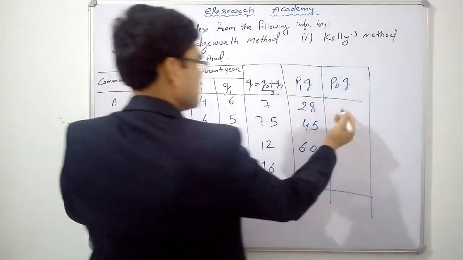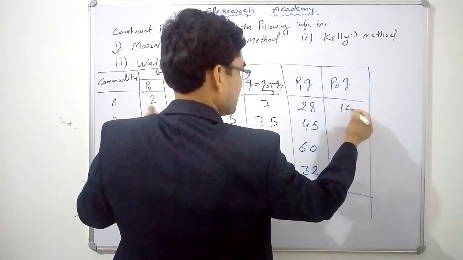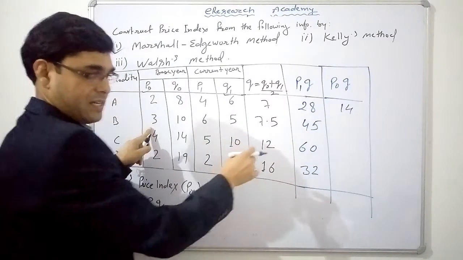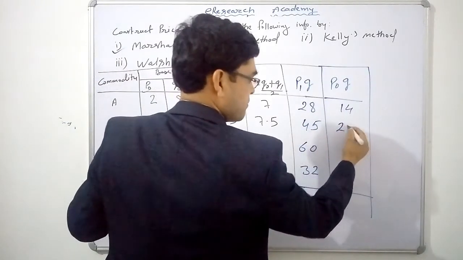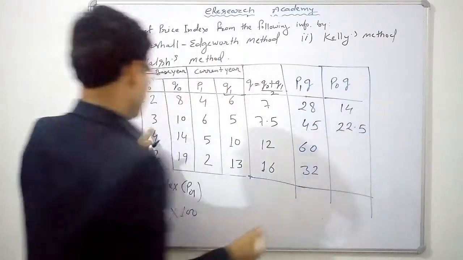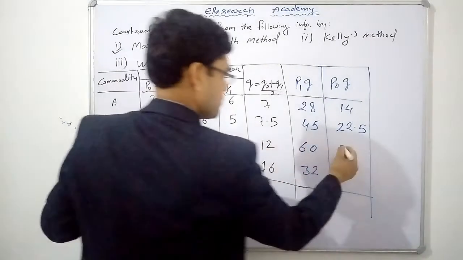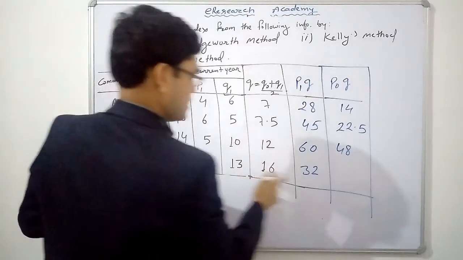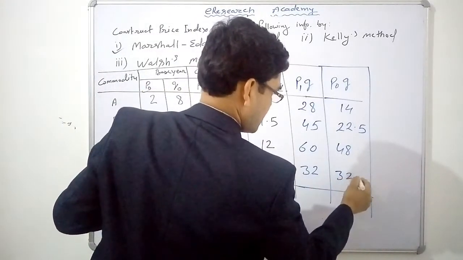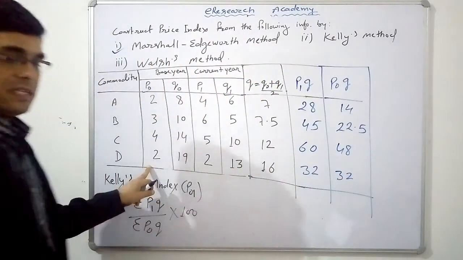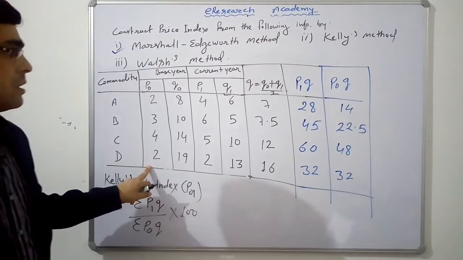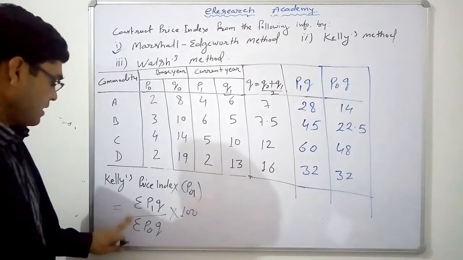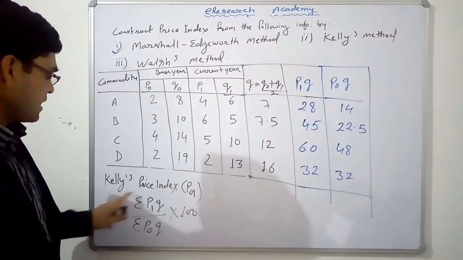2 into 7, 14, 3 into 7.5, it is 22.5. Then 4 into 12, 48, and 2 into 16, 32. Okay. So these are the two columns for getting price index under Kelly's method.